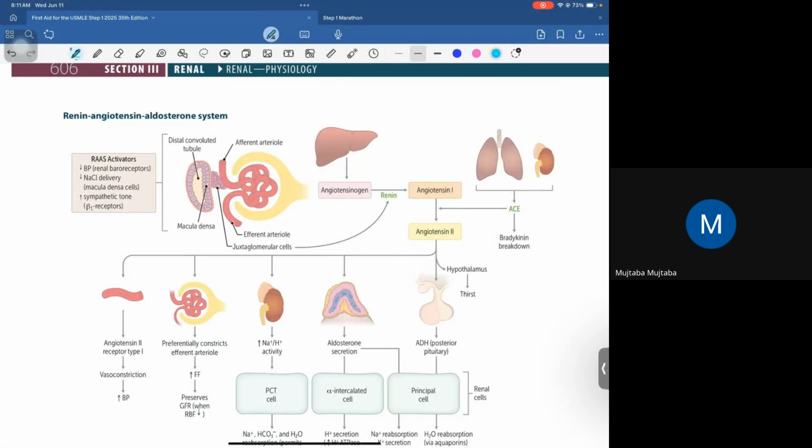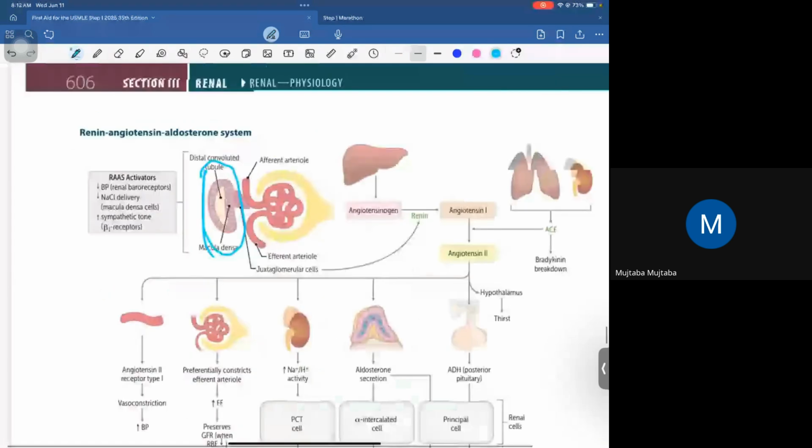First of all, what are the renin-angiotensin system receptors, or where are the points where the body senses that we need to activate the renin-angiotensin system? That is the first thing that can be asked to you in the exam. That point is the macula densa, and the macula densa is present in the distal convoluted tubule.